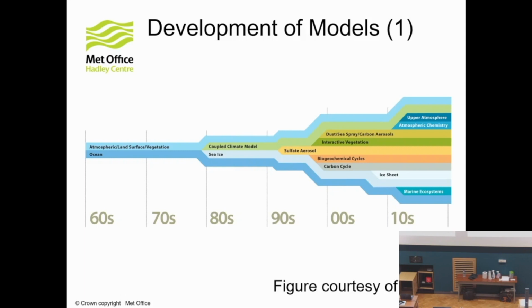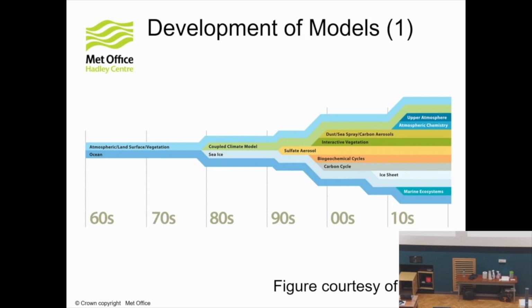And beyond that, you'd see things like interactive vegetation and carbon cycle started to be included. And indeed, atmospheric chemistry there is listed as being added in the 2010s. In the case of the UK model, HadGEM2, I think, was frozen about 2010, I think, ahead of the fifth phase of the Coupled Model Intercomparison Project, CMIP5.